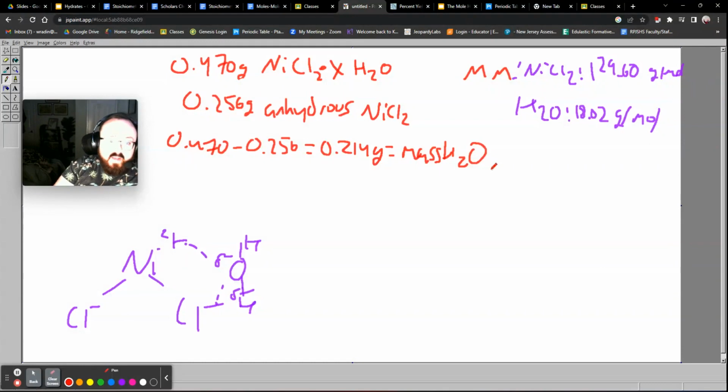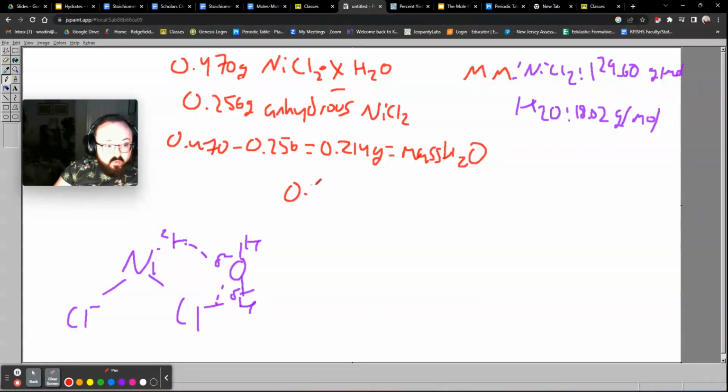And so now that we have our mass of water and our mass of nickel chloride, we need to convert these to moles, because we need to figure out the ratio of molecules. How many molecules of nickel chloride are there to molecules of water? And it's just like the example that I did with the coefficients. It's a set ratio. That's what this x is. It's a ratio. How many molecules of water per how many nickel chlorides? And when we have a ratio, we need moles.